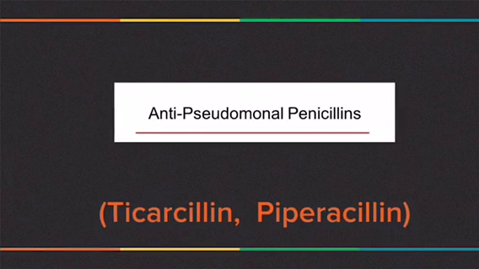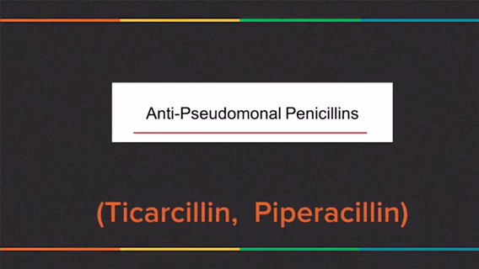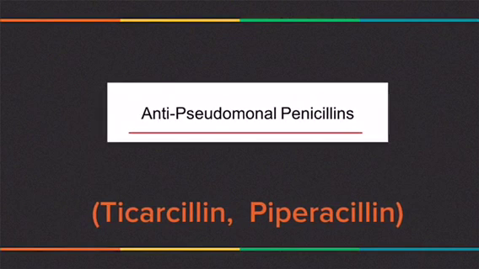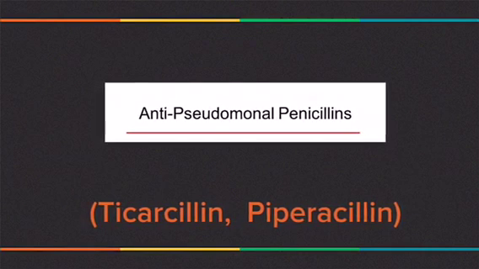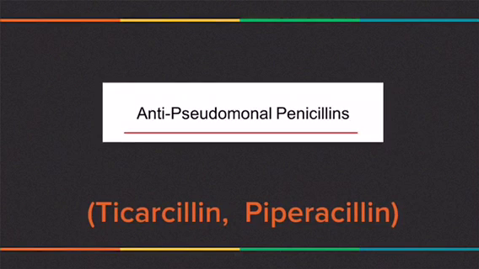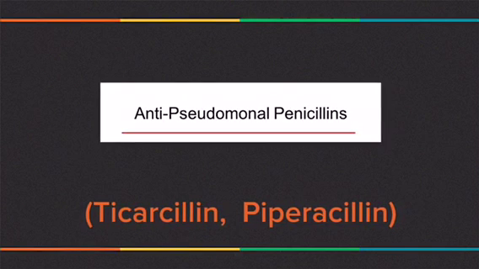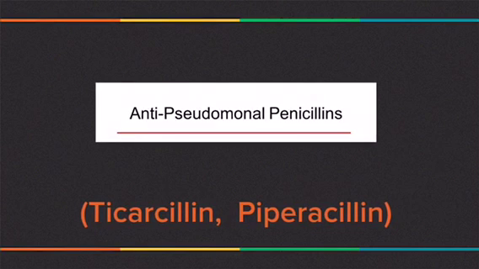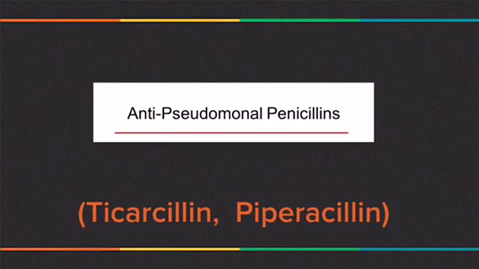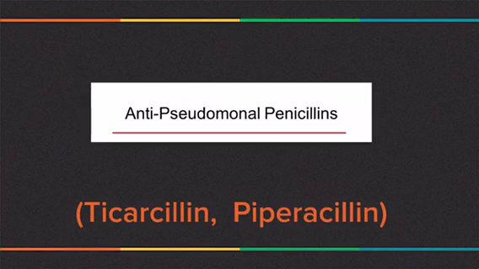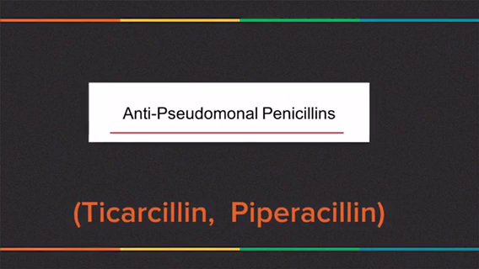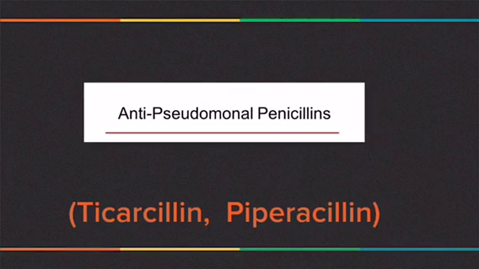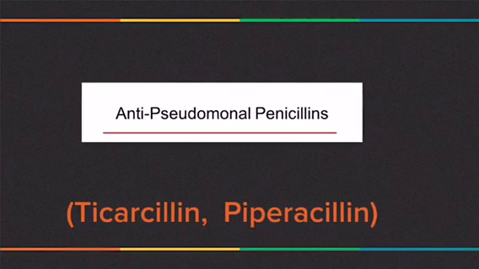Antipseudomonal penicillins like ticarcillin and piperacillin are extended-spectrum drugs. Not resistant to penicillinase, and the indications are effectiveness against Pseudomonas, Enterobacter, and indole-positive Proteus.